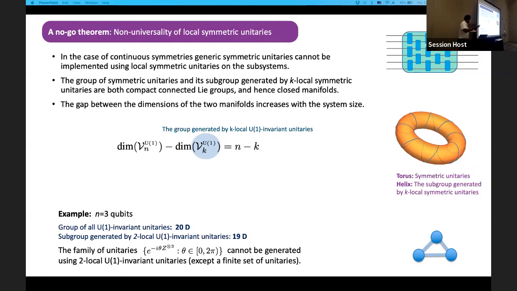Just to have, again, an example in mind, the family of unitaries generated by the Hamiltonian Z tensor Z tensor Z, ZZZ, cannot be implemented using 2-local U1-invariant unitaries, except for particular values of theta, for example, theta equal to 0. And we obtain a similar equality in the case of SU2 symmetry. In this case, the difference is given by the integer part of n over 2 minus the integer part of k over 2.